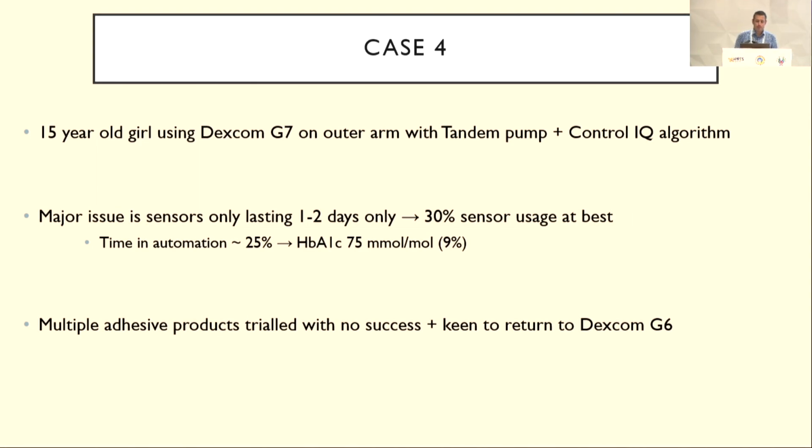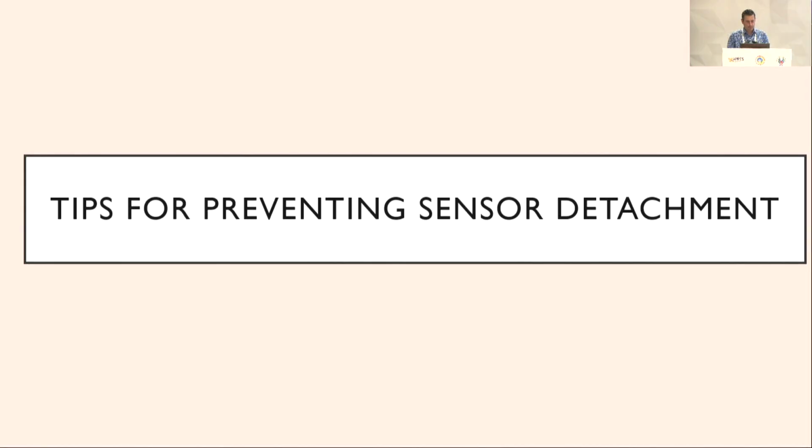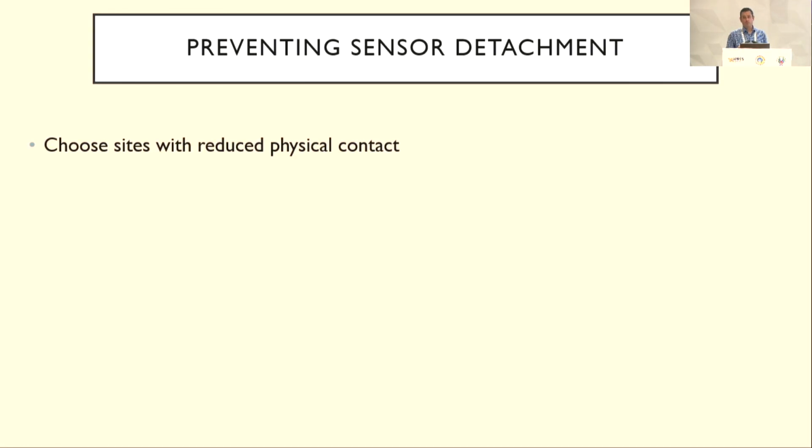Now, for her, she tried multiple adhesive products, both underneath and over top, with limited success. And she was actually really keen to return to the G6 because for her, it was bigger, it actually adhered better, and she had better connectivity and greater time in automation. And I was just thinking about how would you approach this in your practice as well, because this is a really common clinical scenario. So we're going to go through some tips on that. These are all very common sense, but sometimes it's good to point out common sense.